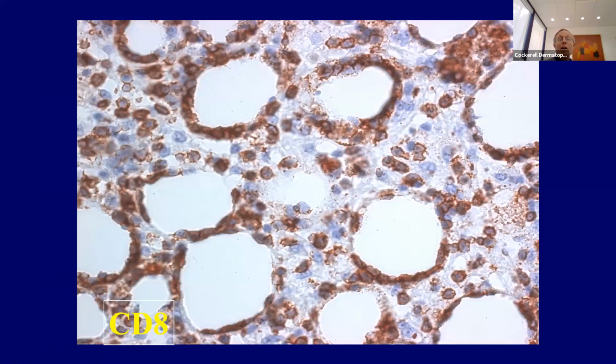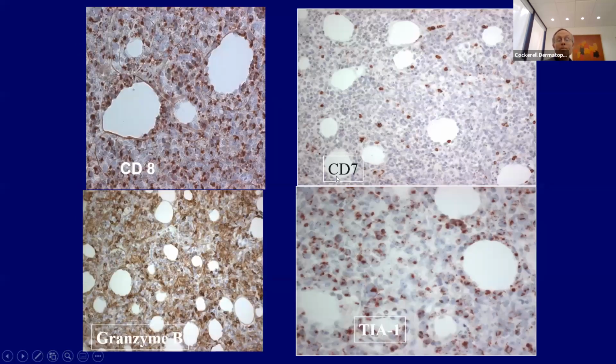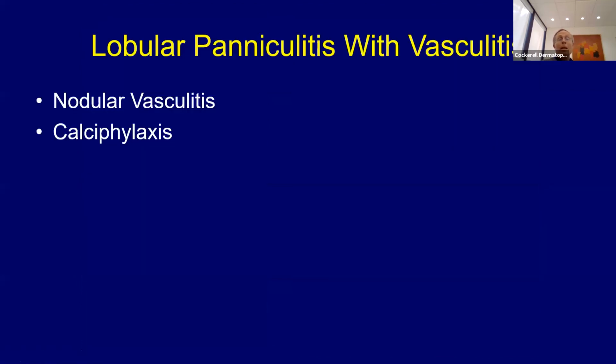This is a CD8 positive marker. Notice all these CD8 cells are just homing to these lipocytes, which is very interesting here, and has a much better prognosis than the other form. Positive for granzyme and TIA1. Okay, lobular panniculitis with vasculitis. There's really two main forms here, and we'll talk about.